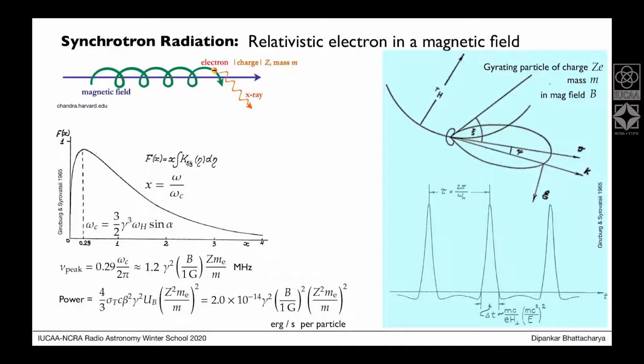So the frequency at which it peaks is proportional to gamma squared times the cyclotron frequency. Cyclotron frequency is a fixed number for an electron, which is 3 megahertz per Gauss. So the peak frequency here then would be 0.8 gamma squared megahertz for an electron in a 1 Gauss field.